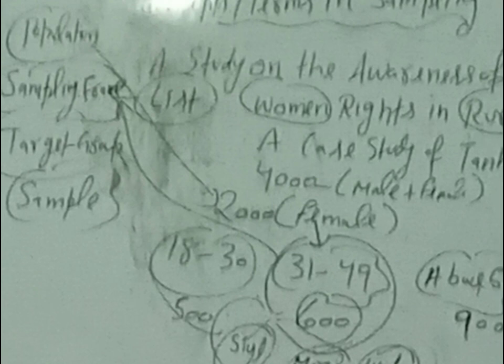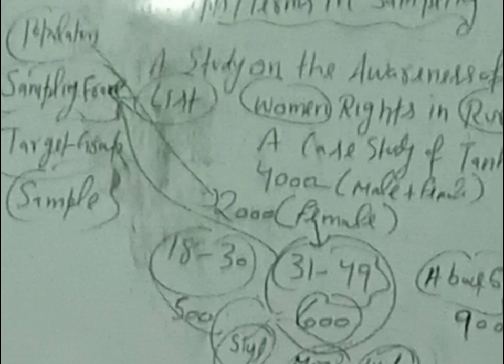Now this 2,000, if you look at this figure, let's say we'll put like this, 500 here, 600 here, then 900 here. 500 women in the age group of 18 to 30, then 600 between 31 to 49, then 900 women in the age group that is above 50 years. Right? Now, what we have said, our study is about women rights in rural areas. Right? In Tanshil village. So village.